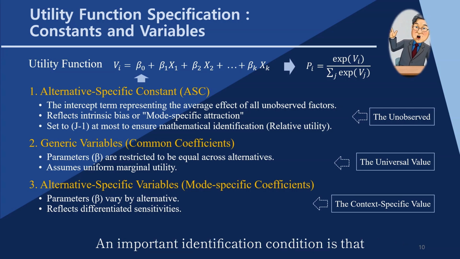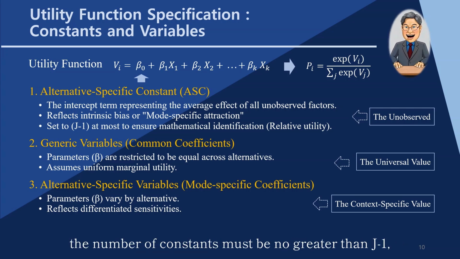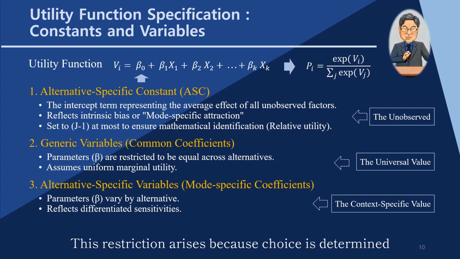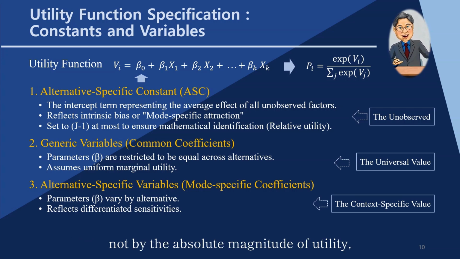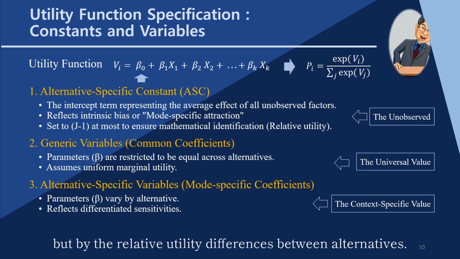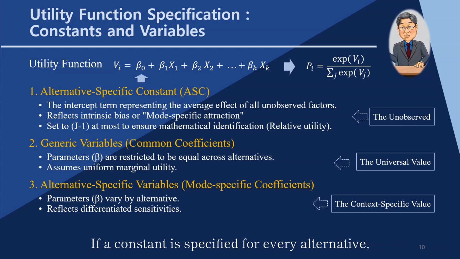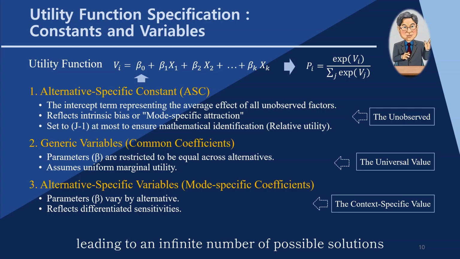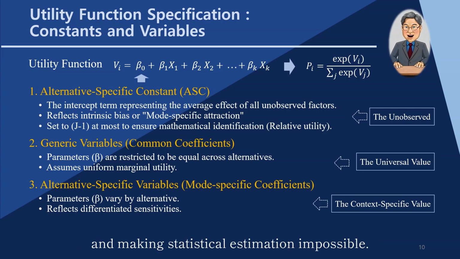An important identification condition is that the number of constants must be no greater than J minus 1, where J is the total number of alternatives. This restriction arises because choice is determined not by the absolute magnitude of utility, but by the relative utility differences between alternatives. If a constant is specified for every alternative, a mathematical identification problem arises, leading to an infinite number of possible solutions and making statistical estimation impossible.